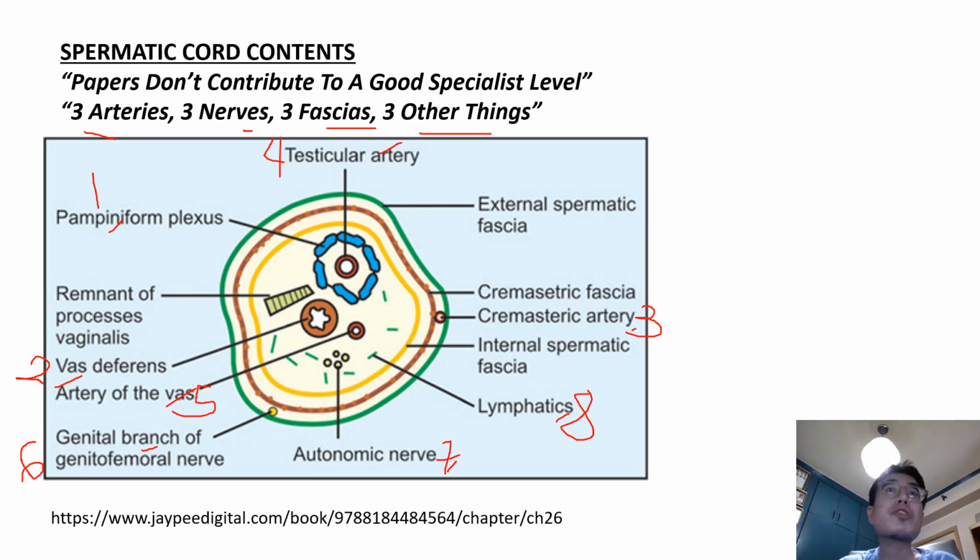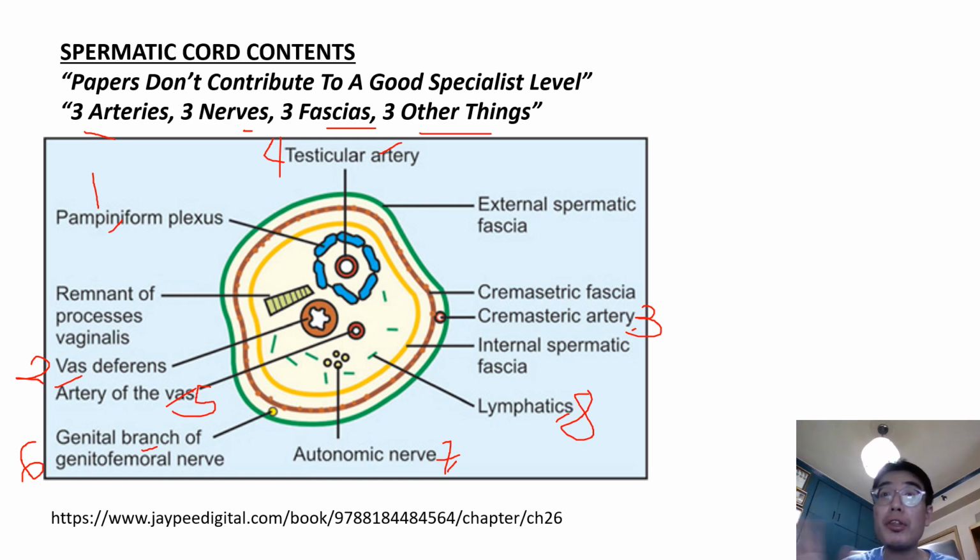The three nerves are the genital branch of the genitofemoral nerve, the cremasteric nerve, and the sympathetic nerve fibers. The three fascias are the external spermatic fascia, the cremasteric fascia, and the internal spermatic fascia.